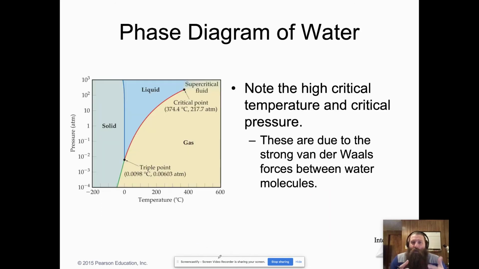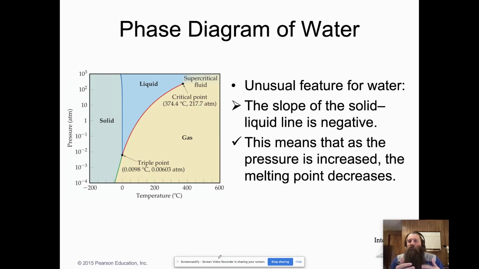Now, water has a really interesting phase diagram because the critical temperature and the critical pressure, the point at which it becomes a supercritical fluid, are really, really high. This is because of the tremendous amount of intermolecular force of attraction present in water molecules.